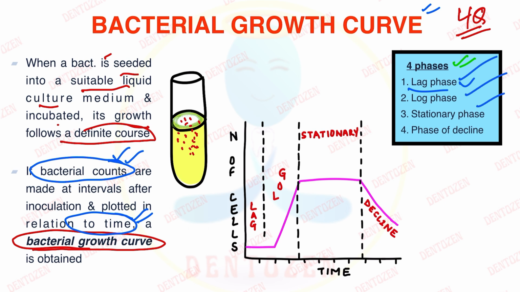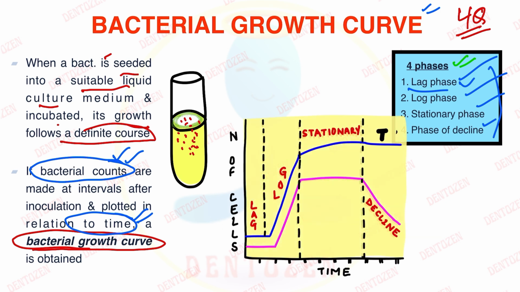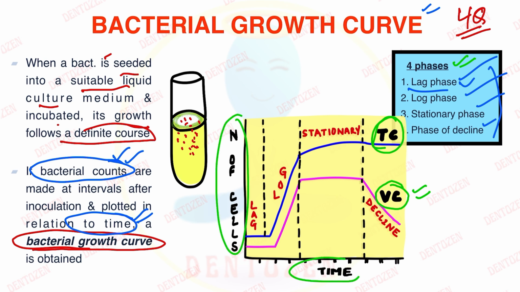And this is for viable count. That is when we are just seeing the living bacteria. And if we want to take the total count, both living and dead bacteria, the curve will have the same phases, but the total number will be more. As you can see here, this blue one is the total count and the pink curve is for the viable count. So that is the bacterial growth curve. You can describe what it is, and then the 4 phases. Now let's talk about each phase in detail.